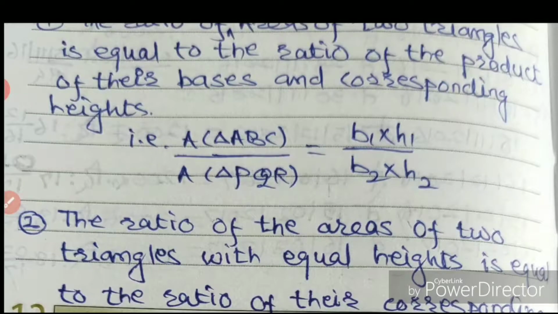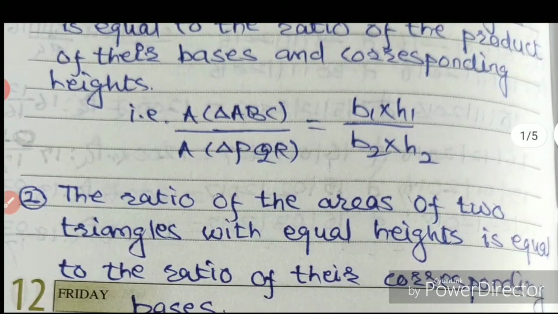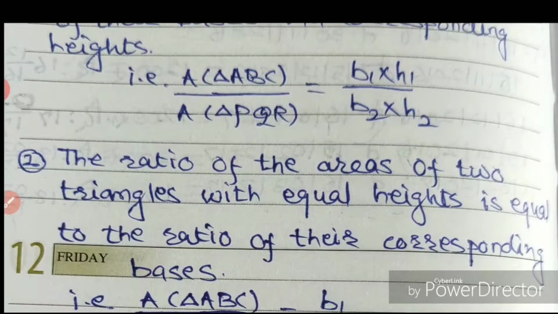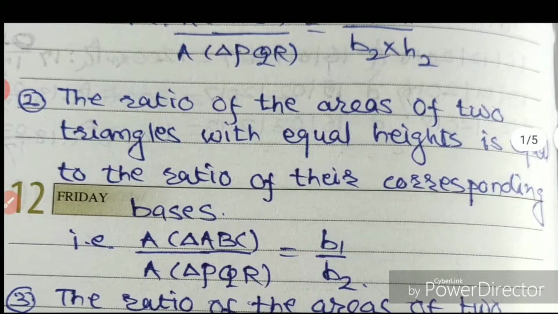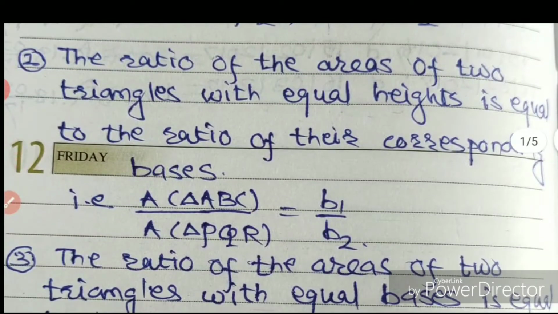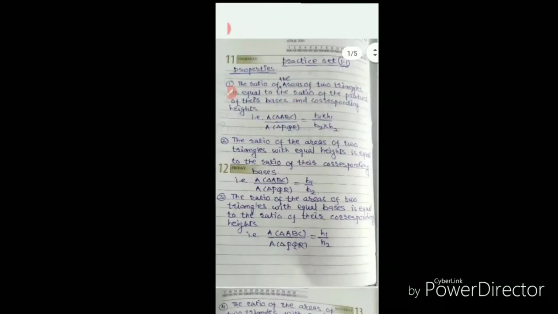Now you know the property number 2: the ratio of the areas of two triangles with equal heights is equal to the ratio of their corresponding bases. Again we take triangle ABC and triangle PQR and their bases and heights B1, H1, B2, H2. Here the heights are equal, therefore the ratio of areas of these two triangles is equal to B1 divided by B2. That means area of triangle ABC divided by area of triangle PQR is equal to B1 divided by B2.